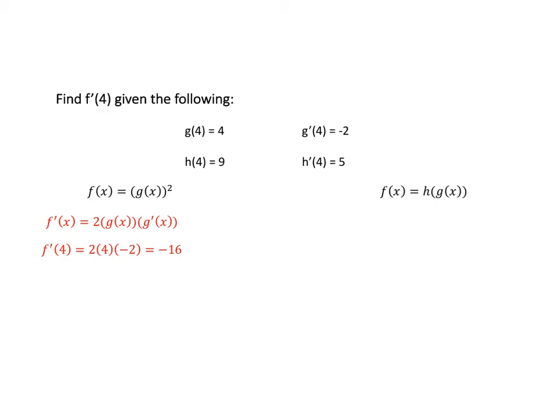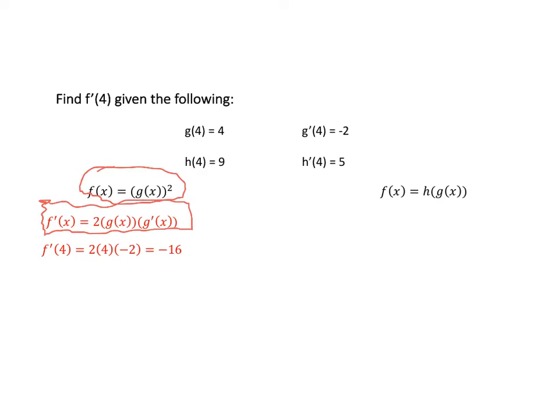So let's start with the first here. So we got f of x is equal to g of x quantity squared, and I'm going to use the chain rule. All right, so f prime of x is going to be 2, take the exponent, times g of x to the 1 less exponent. So it's going to be 2 times g of x times the derivative of g of x, so g prime of x. Okay, so that's just using chain rule right there.